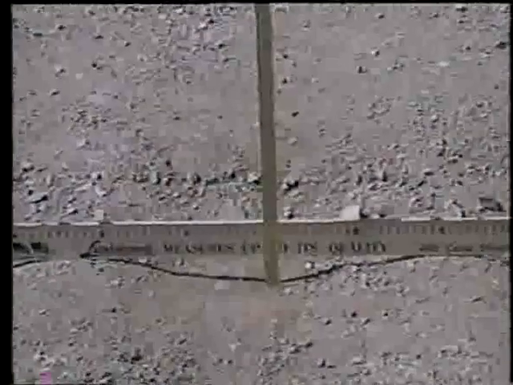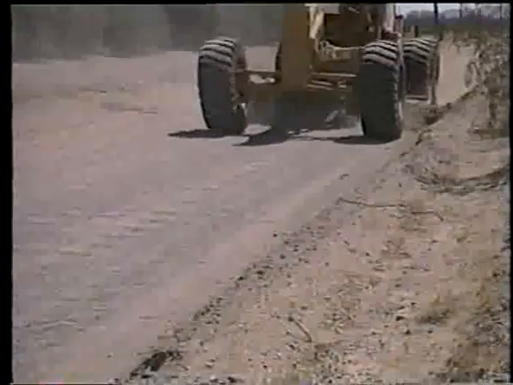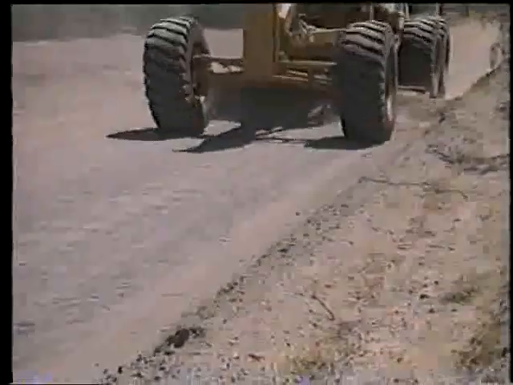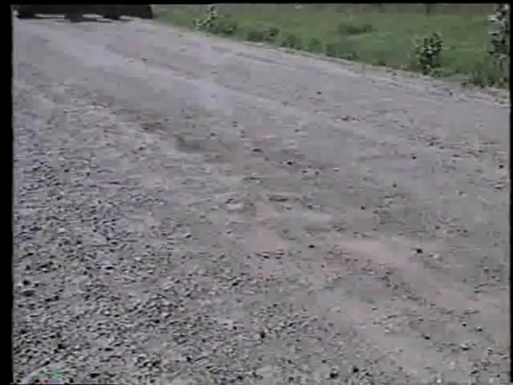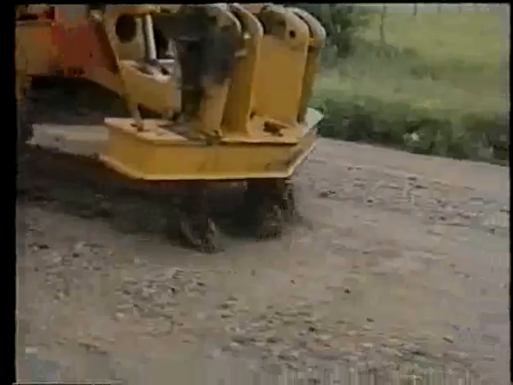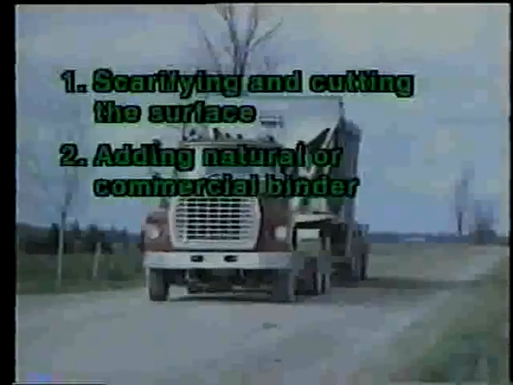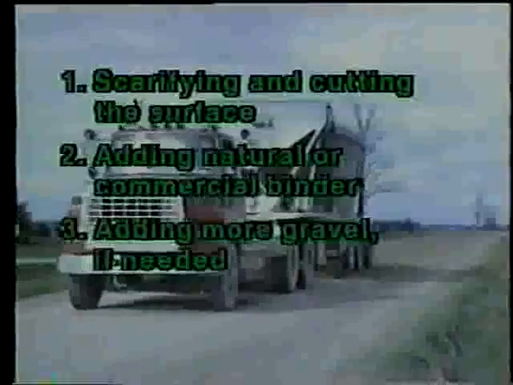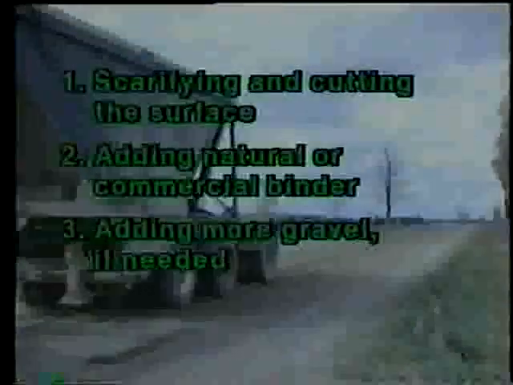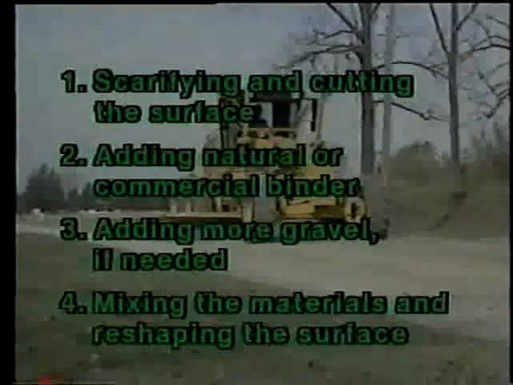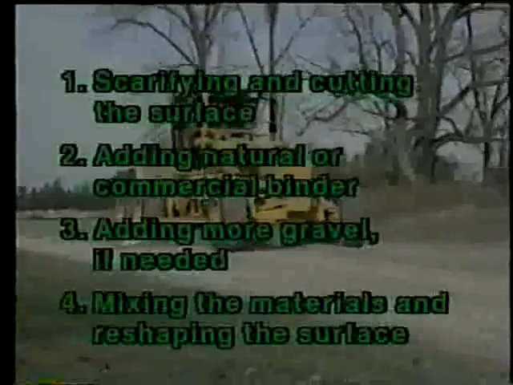Moderate and severe washboarding have ridges that are not only more pronounced but also more difficult to correct. Merely clipping off the high spots and filling in the low ones will not solve the problem for long, because the corrugations tend to reform at the same locations in a matter of days or even hours. Instead, scarifying and cutting the surface is first called for, to a depth just below the bottom of the corrugations. Then, adding natural or commercial binder, adding more gravel if needed, and finally, mixing the materials and reshaping the surface.